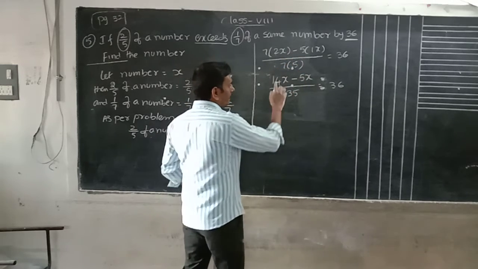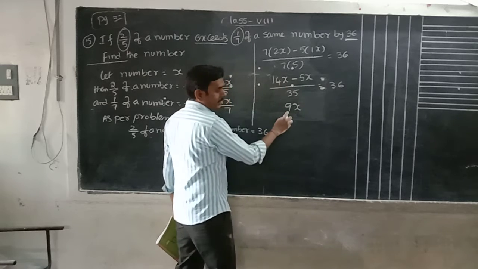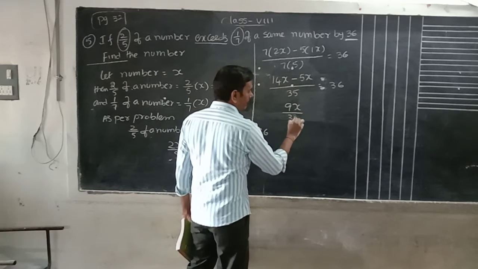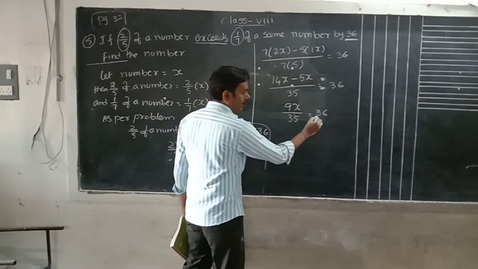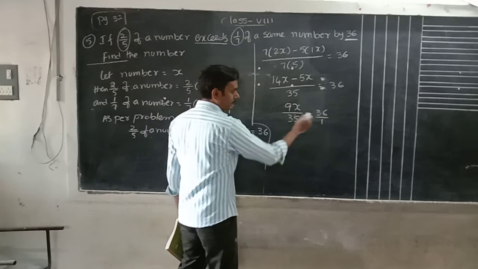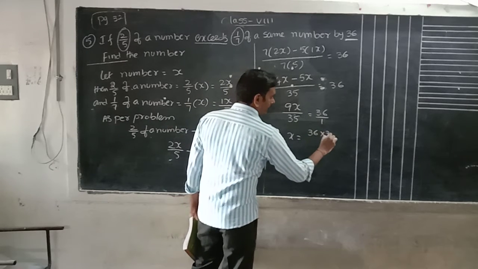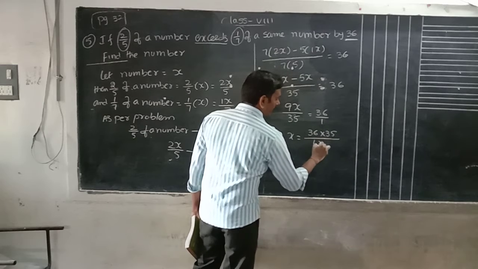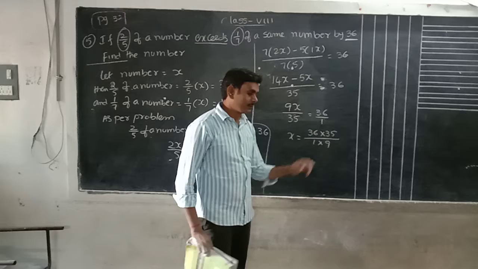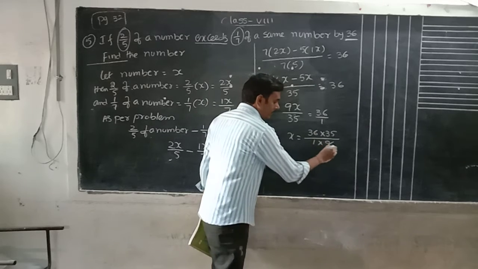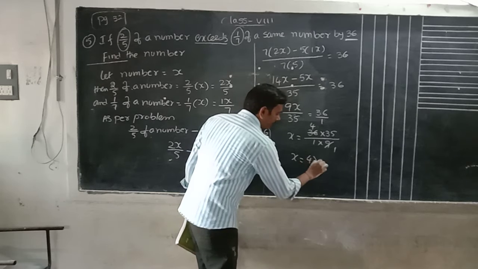Now subtract these two. 14 minus 5, how much? 9x. 9x by 35 equals 36. Now cross multiply this. Here the denominator is not yet 1. Just cross multiply. x equals 36 into 35 divided by 1 into 9. Now cancel this one. 9 ones yes, 9 fours yes. What is the remaining? 4 into 35.